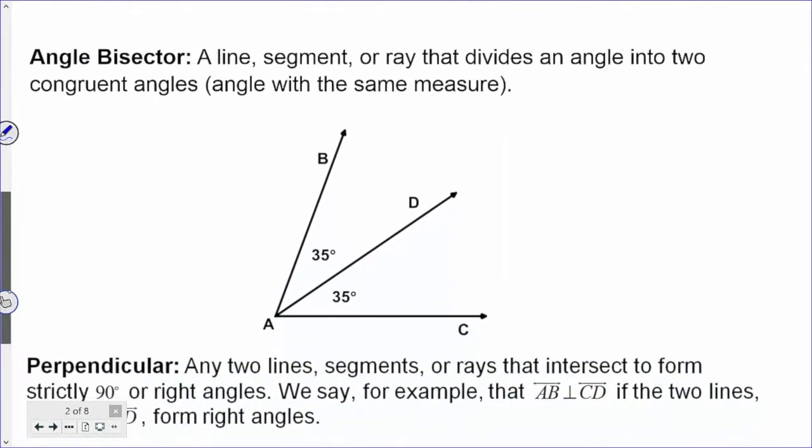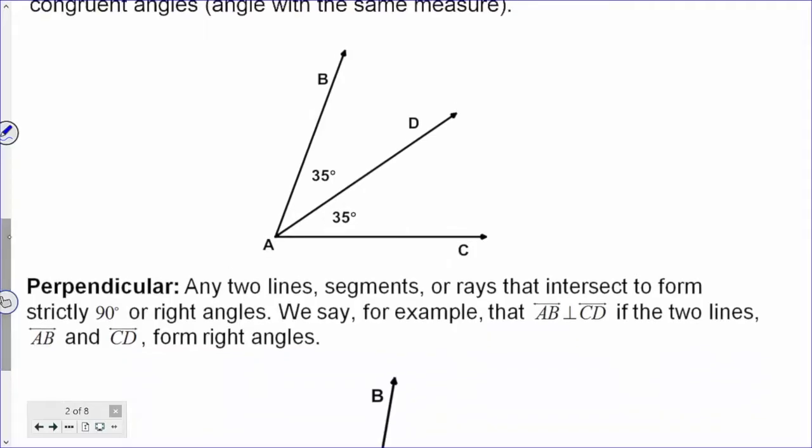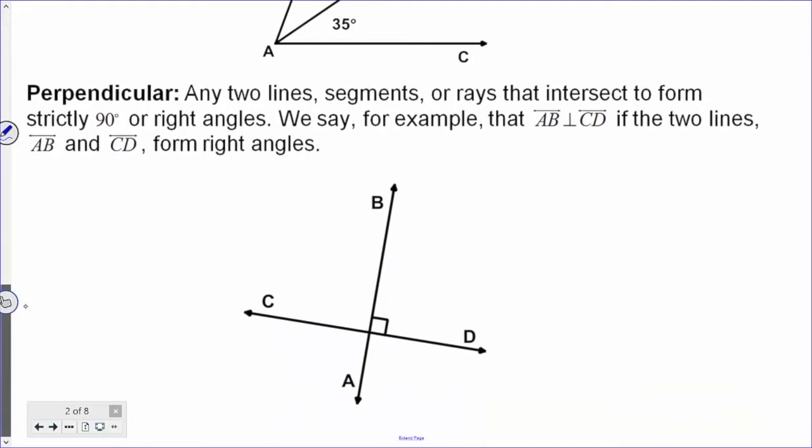If we can cut a line segment in half, we can also cut an angle in half. And that's what we get with an angle bisector. A line segment or ray that divides an angle into two congruent angles. So in this particular picture, we've got angle BAC, and angle BAC is being bisected by ray AD. It's cutting it into these two angles, each of which are 35 degrees. All right, simple enough.